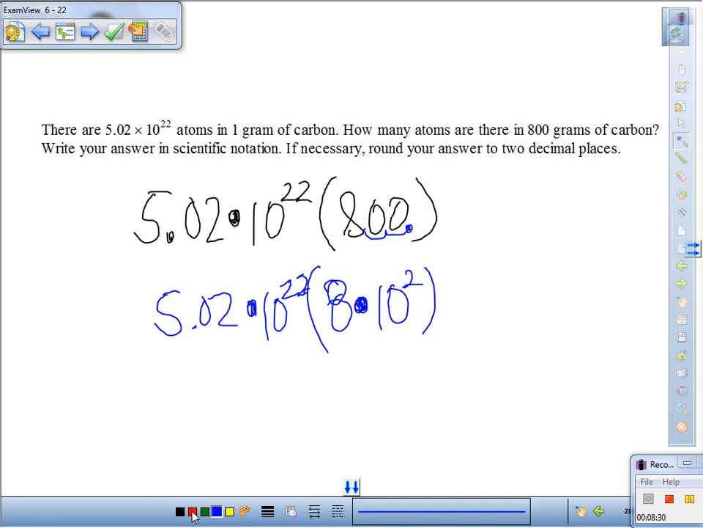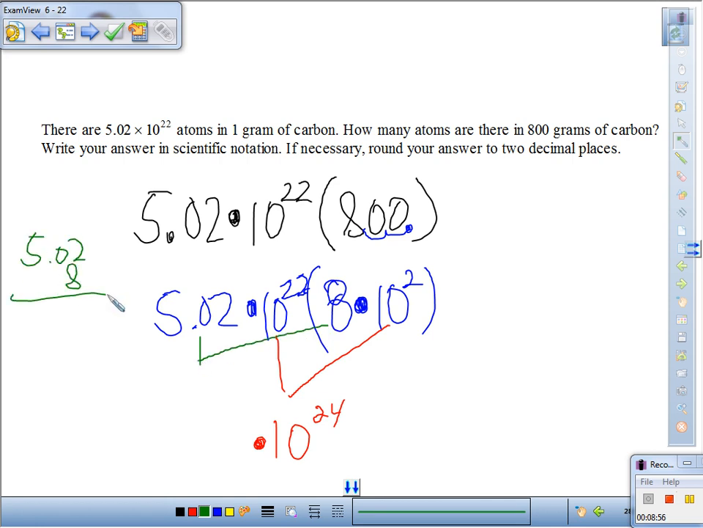Now check this out. To save time, I'm not going to do the commutative and associative because we already know that that's what we use. But this is what I'm going to do. Aren't these the same base? And since we're multiplying, what happens to the exponents? Add 22 plus 2, that's 24. Times. What do I do with this one? Multiply that times that. So therefore, 5.02 times 8. 16, 0, 1, 40. How many decimal places? 2. So this is 40.16.